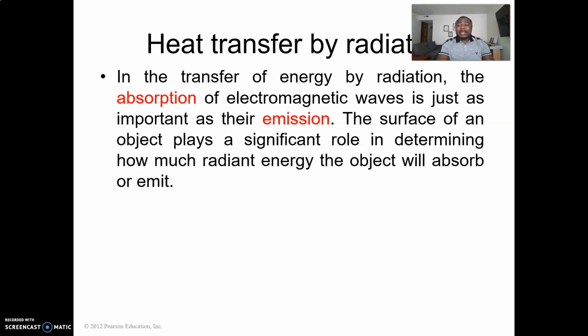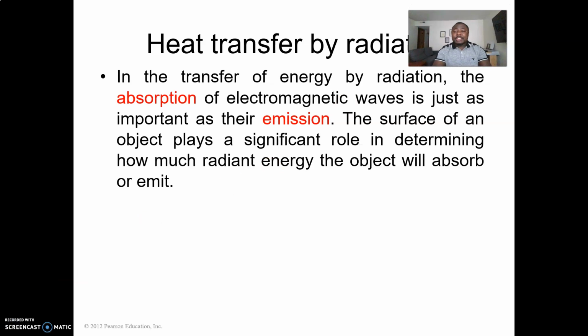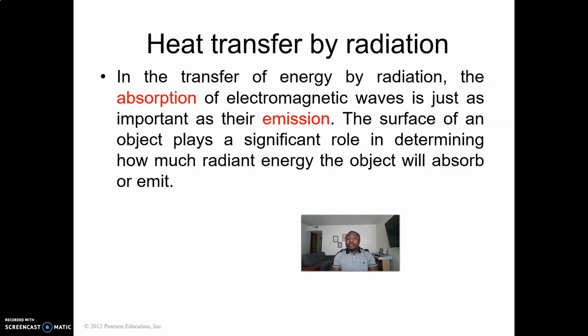So, heat transfer by radiation. In the transfer of energy by radiation, the absorption of electromagnetic waves is just as important as the emission. So two things take place when we're talking about radiation: we have what we call absorption, and we have what we call emission. Emission is the process by which solar radiation leaves a particular surface, and if solar radiation leaves that surface, we say that heat has been emitted by that surface. Now, if solar radiation enters into an object, we say that the object has absorbed solar radiation. So it's based on two things, either absorption or emission.